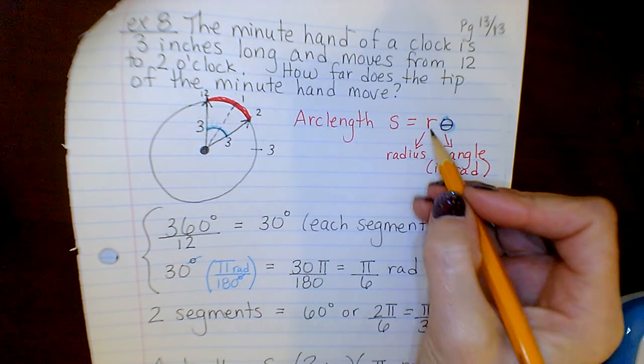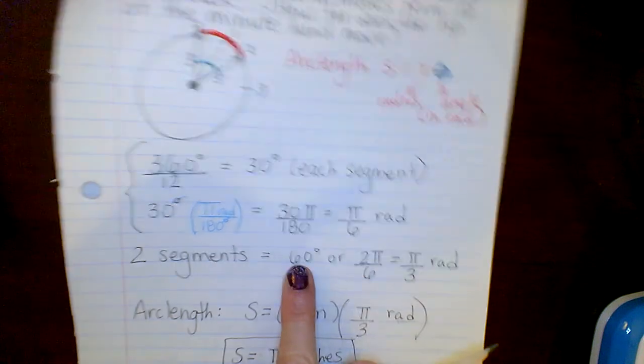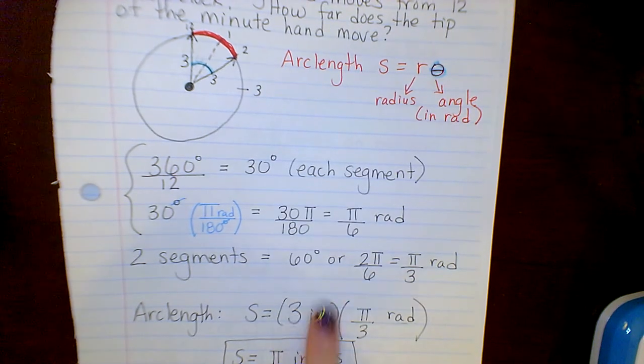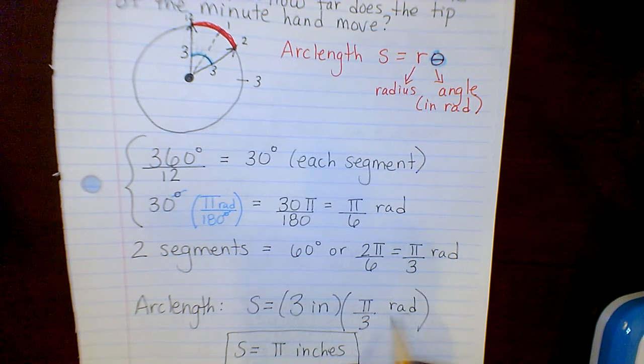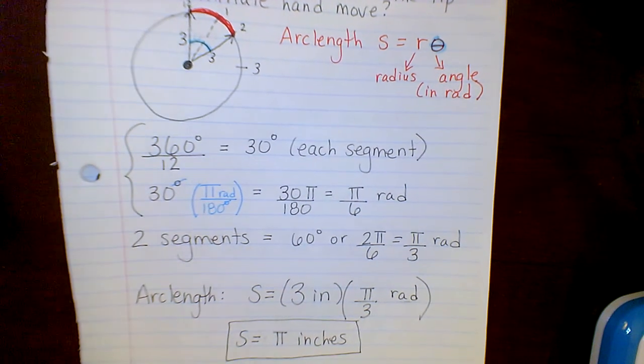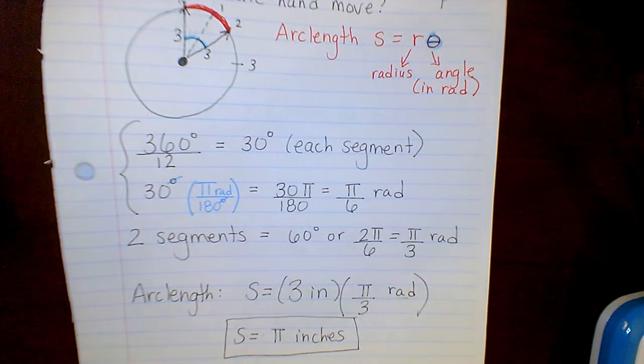Okay, so now we've got our radius is 3, and we've got our angle that's 2 of these 30-degree segments, or 60 degrees, is pi over 3. So my arc length is just r times theta. And of course I don't have to write radians. It's an invisible unit. I'm just writing it for now to show you what that unit is. So we get 3 times pi over 3. Those 3's cancel, and I just get pi inches.